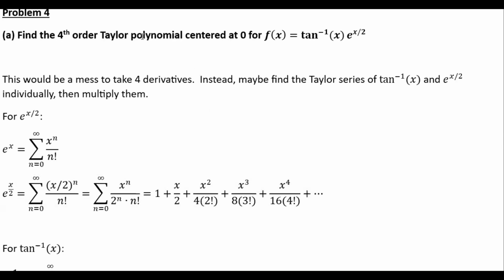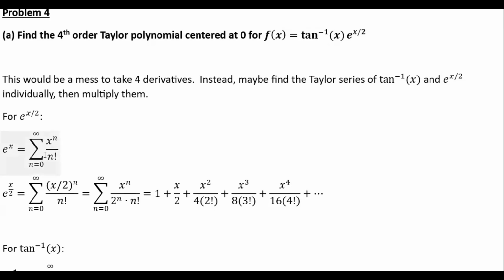So if we're going to find the fourth order Taylor polynomial, it is possible to just take 4 derivatives and get the Taylor polynomial from there. But it's going to be a mess because we will need to use the product rule a lot of times. So I kind of don't want to do that, but it's doable if you want to do that, okay? Instead, maybe let's find the Taylor series for arctan x and e to the x over 2 separately and multiply them together, okay?